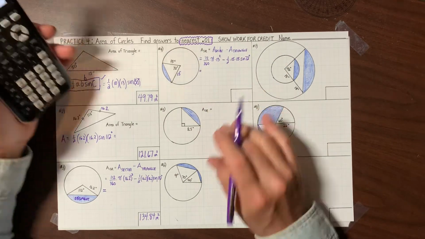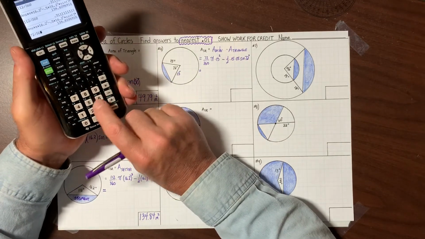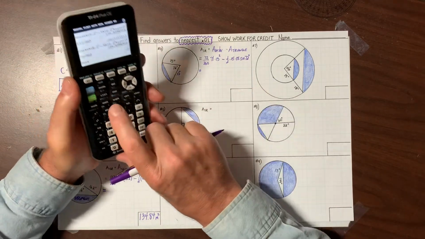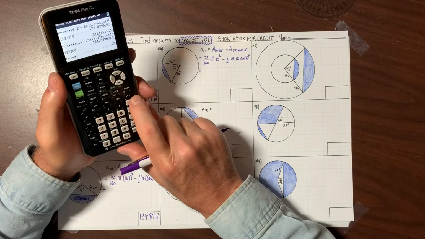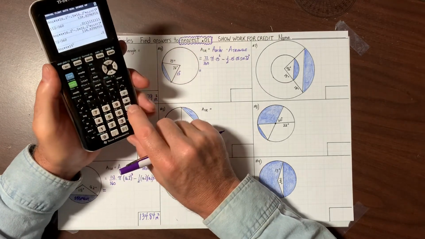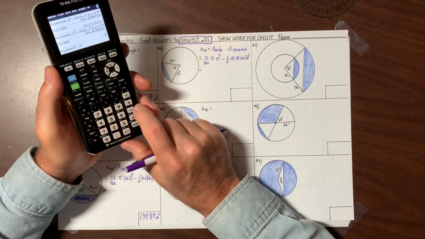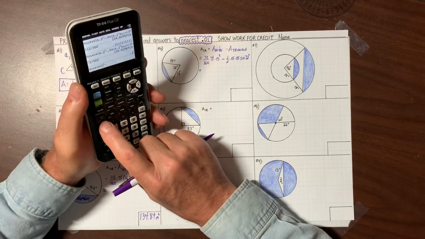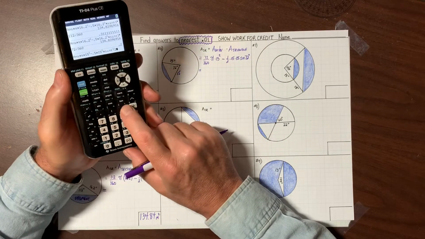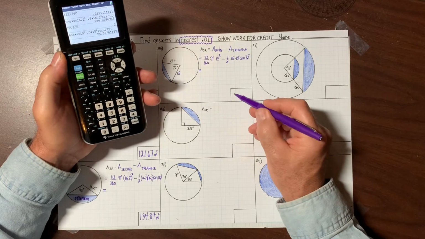Time to do my calculation. I'm going to do 72 divided by 360 and hit enter to take care of that fraction. Times pi times 15 squared minus 0.5 for my half times 15 squared times the sine of 72 degrees, close parenthesis, enter. And I'm getting 34.38.